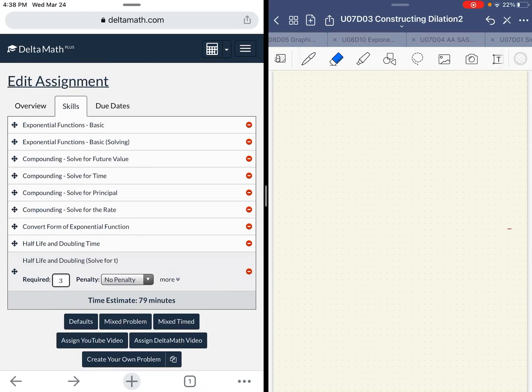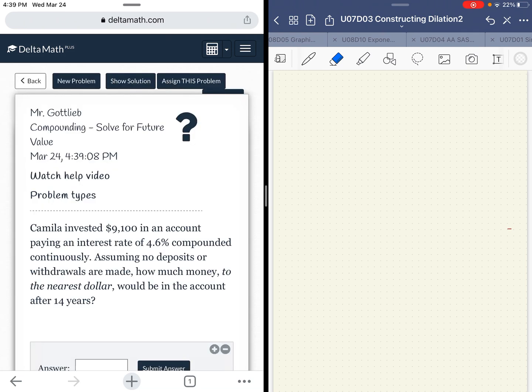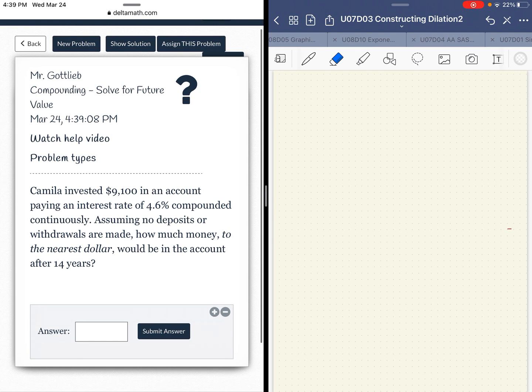Hello class, so I just wanted to make sure you were fully prepared to do the homework on the Delta Math assignment. You should have been able to do the first two topics, but we're going to take a look at the other problems, specifically on compounding and half-life. Alright, and converting.